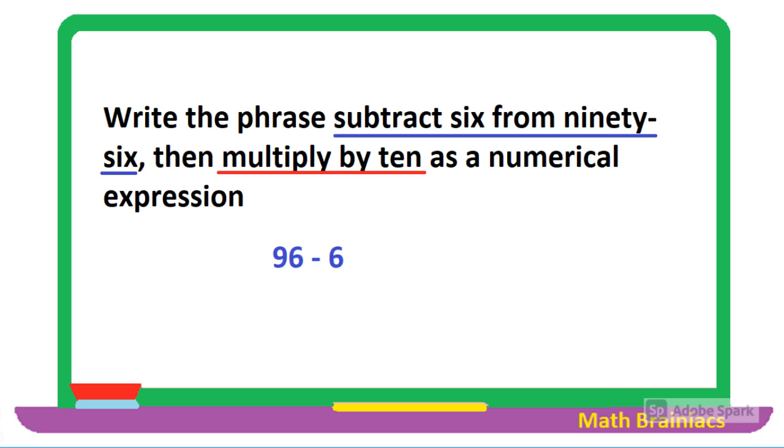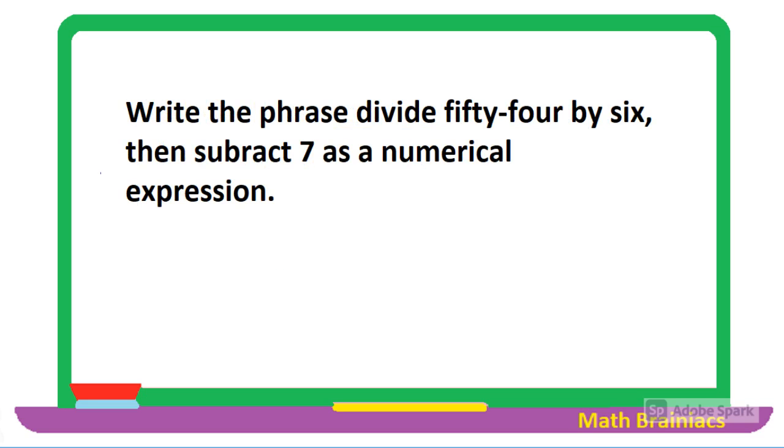Then, I place a red underline on the second condition, multiply by 10. Consequently, I added times 10 on the numerical expression. We need to enclose the first condition with a parenthesis so that the order of operation will be clear. 96 minus 6 enclosed with a parenthesis. After that, we're going to multiply it by 10. It is easy, right? Let us work on another example so that you can fully understand the lesson.